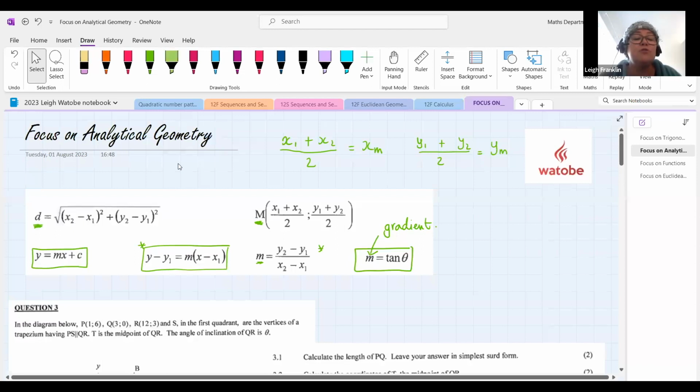Matrix, you'll see there is no equation of a circle. Obviously, the grade 11s haven't done that. So our focus here is specifically on the grade 11 work.